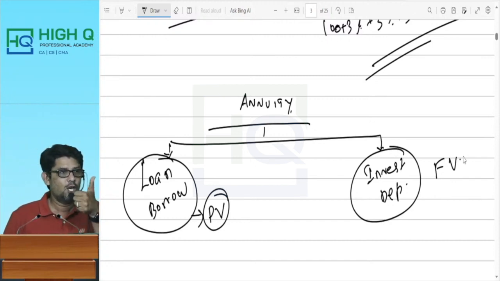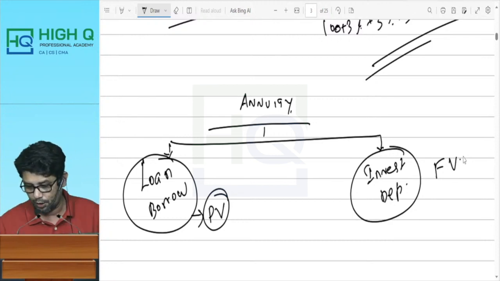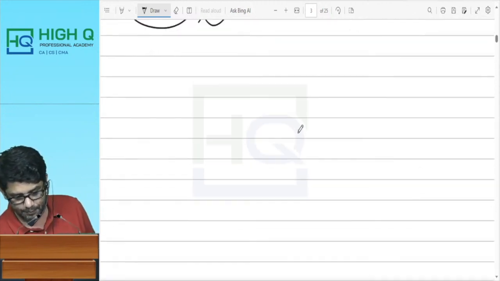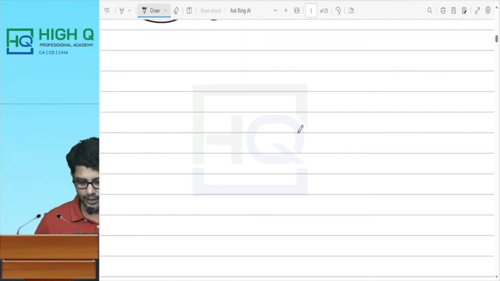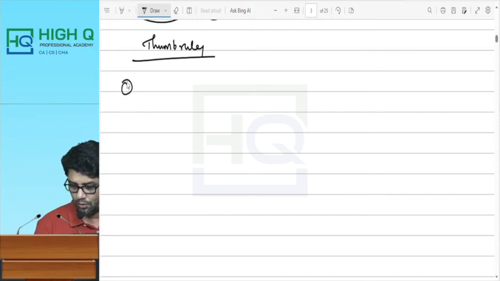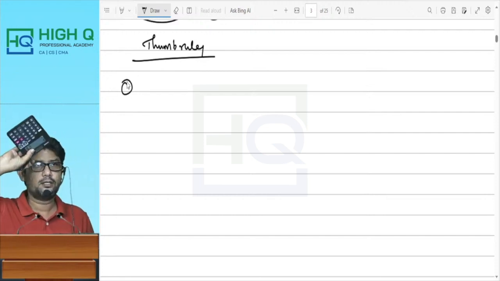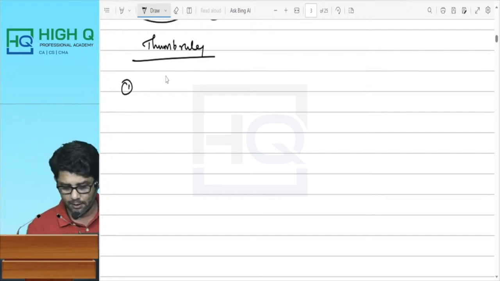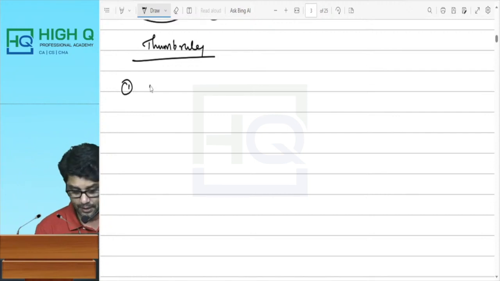Now look at this. When the problem is based on borrowing, you need to calculate present value. When the problem is based on investment, we need to calculate future value. Listen here. In annuity, I would like to give three thumb rules. Which calculator? This is ordinary cash only I'm using. Thumb rule number one.